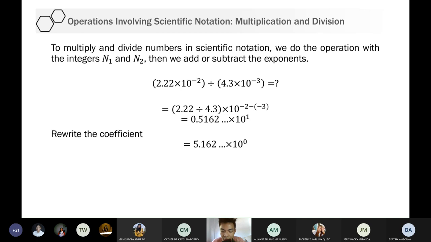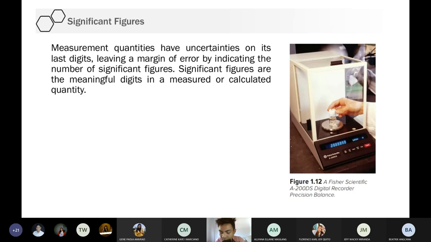Okay, so we're done with the scientific notations now. So next one, significant figures, because in analytical chemistry, there are cases in which you have to report your final answer in the correct significant figures. And also, every time you use certain volumetric glasswares, you have to report your answers in the correct significant figures, no?